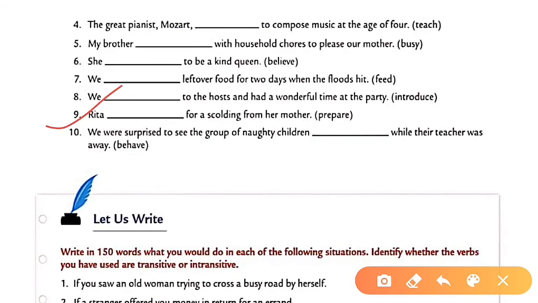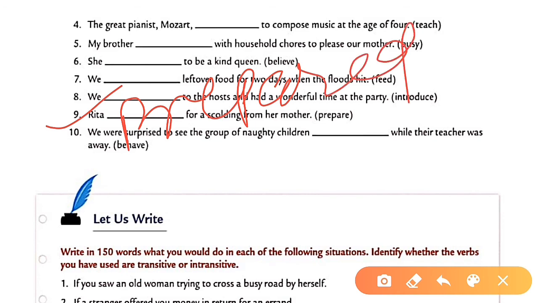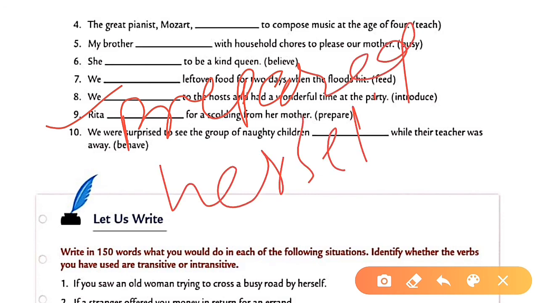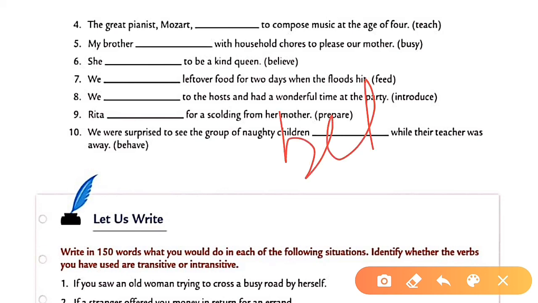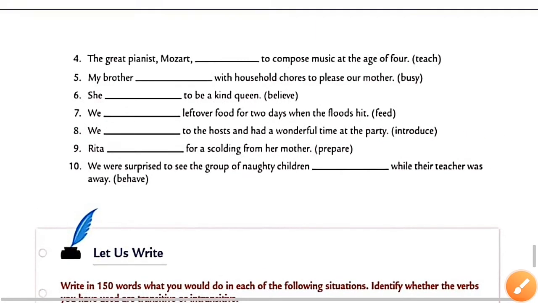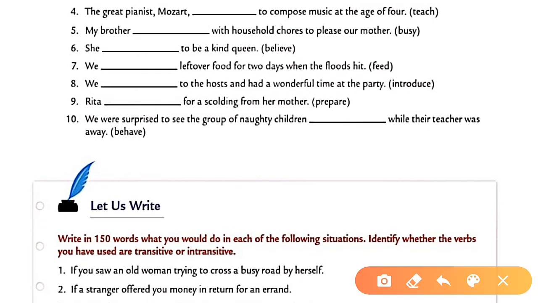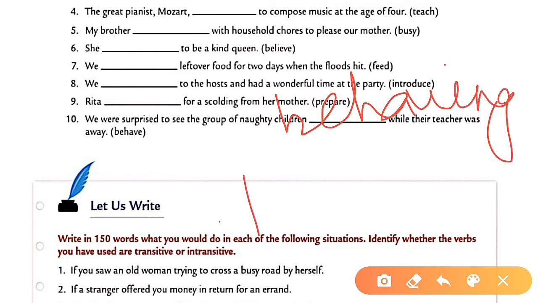Next, number 9. Rita dashed for a scolding from her mother. Rita prepared herself. Next, number 10. We were surprised to see the group of naughty children dash while their teacher was away. So we see the group of naughty children behaving themselves. Answer is behaving themselves. Okay.